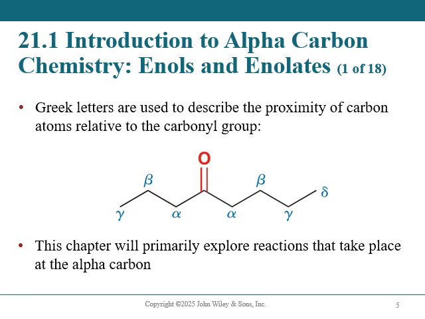Let's start with a brief introduction to alpha carbon chemistry. Alpha carbons are the carbons that are positioned one carbon away from the carbonyl bond. Typically, Greek letters are used to describe the proximity of carbon atoms relative to the carbonyl group. So we have the carbonyl group, one position away you have the alpha position, two positions are beta, and so on. In this chapter, we will focus primarily on reactions that take place around this area where we have the alpha carbon.